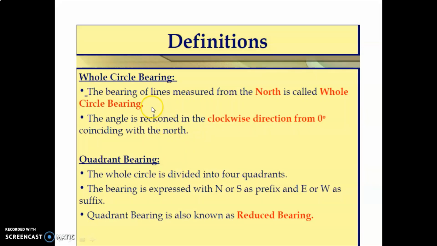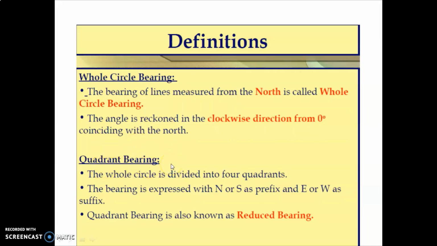Now there are some other definitions. The first one is whole circle bearing. What is that? The bearing of a line measured from the north is called whole circle bearing. The angle is reckoned in the clockwise direction from 0 degree, coinciding with the north. So that is the whole circle bearing.